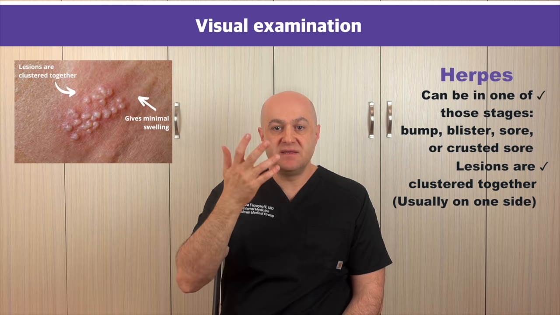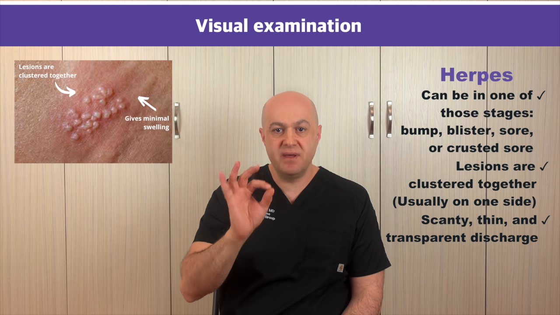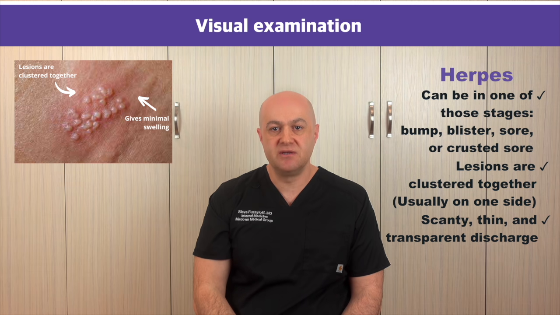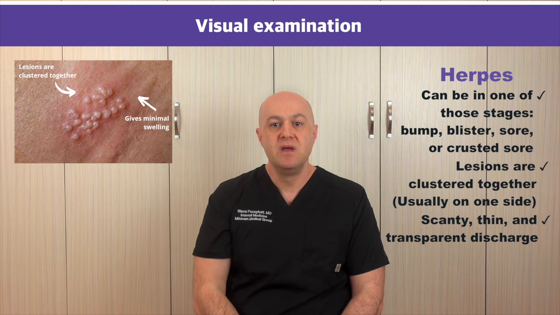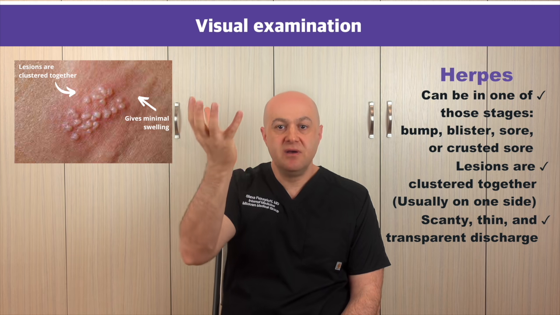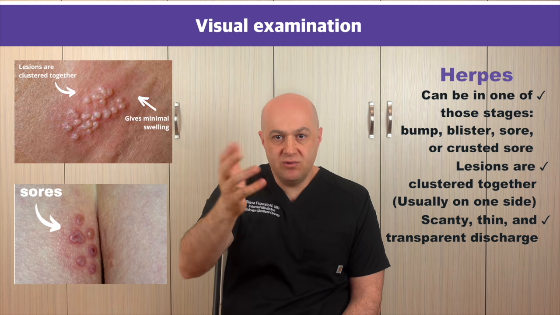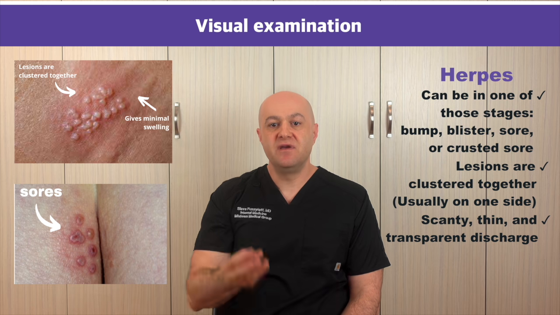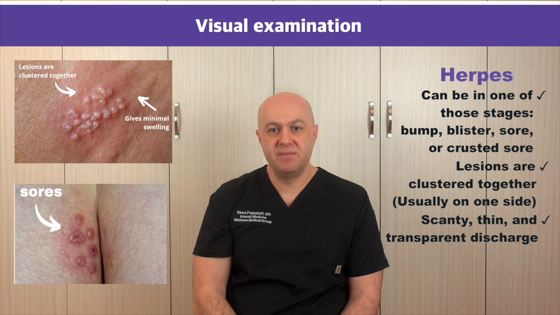People with herpes can even have a discharge, but the discharge for herpes is usually very transparent. Very thin and transparent discharge, clear discharge, and it's usually within a very short period of time when a blister turns into a sore. So the fluid comes out and you can see very watery, minimal discharge, not a significant amount.